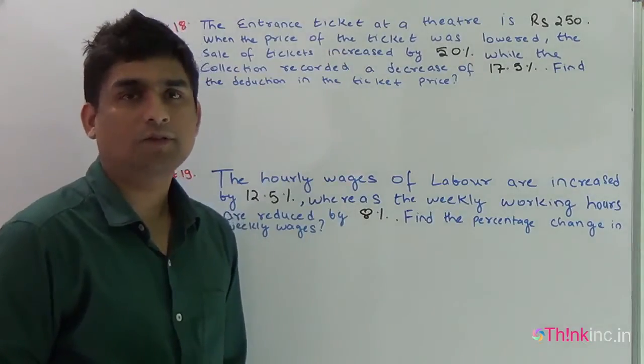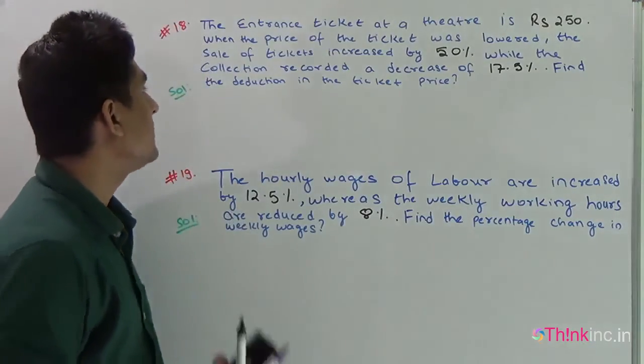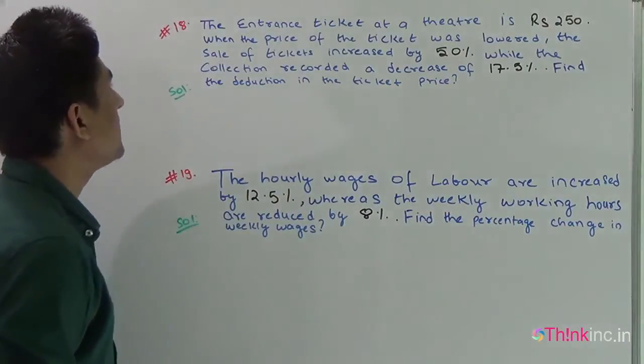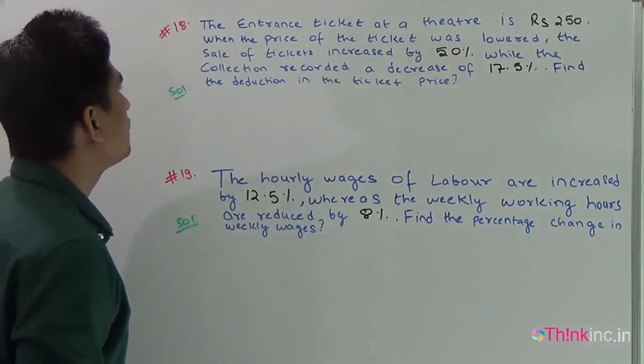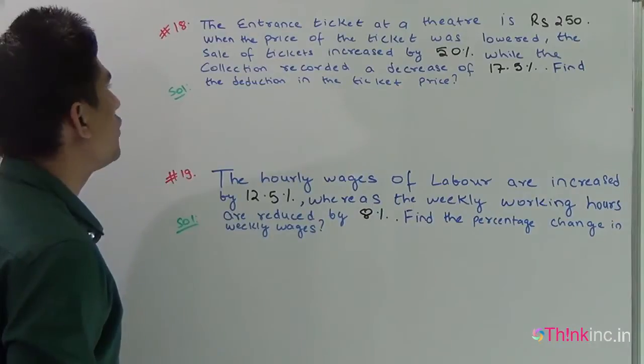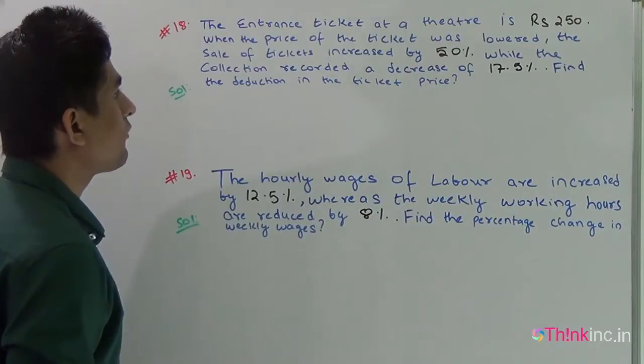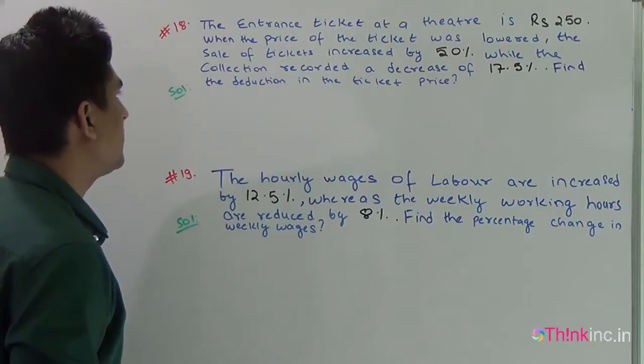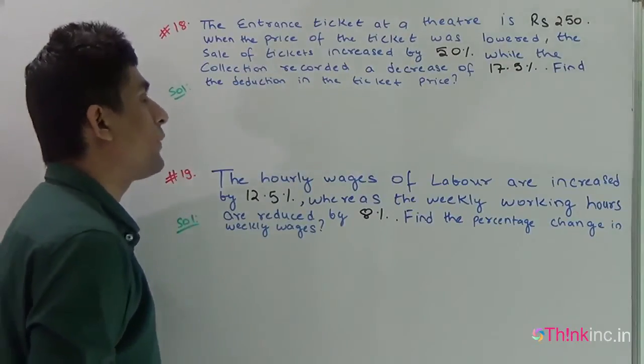Again to the classroom. I have taken two simple questions on general relations. Let's discuss them. The question says the entrance ticket at a theatre is rupees 250. When the price of a ticket was lowered, the sale of tickets increased by 50%, while the collection recorded a decrease of 17.5%. Find the reduction in the ticket price.